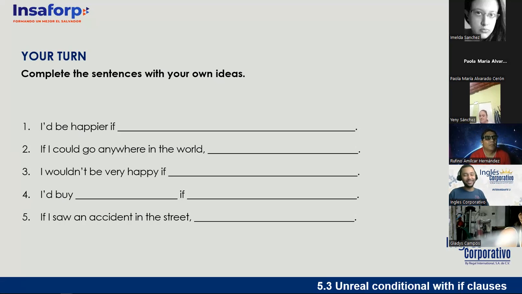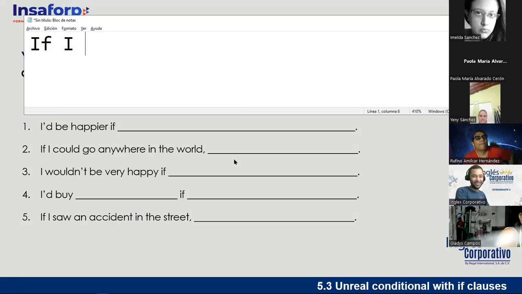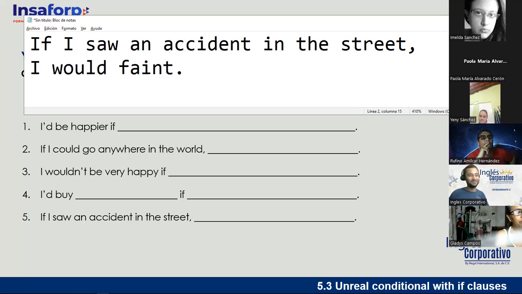But so I understand. Me desmayo solo con ver la sangre. Okay, so what would you say in this case? If I saw an accident in the street, you can say, I will faint. Me desmayaría. Okay, I will faint. That's the verb faint, desmayarse. Also, you can use a phrasal verb, which is I will pass out. Which is also desmayarse.